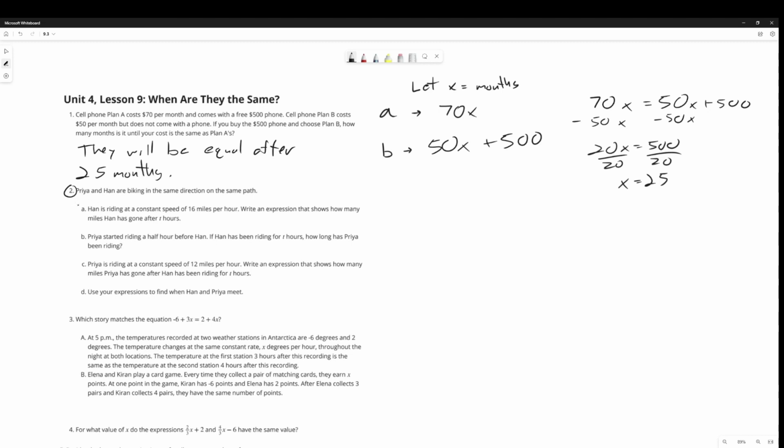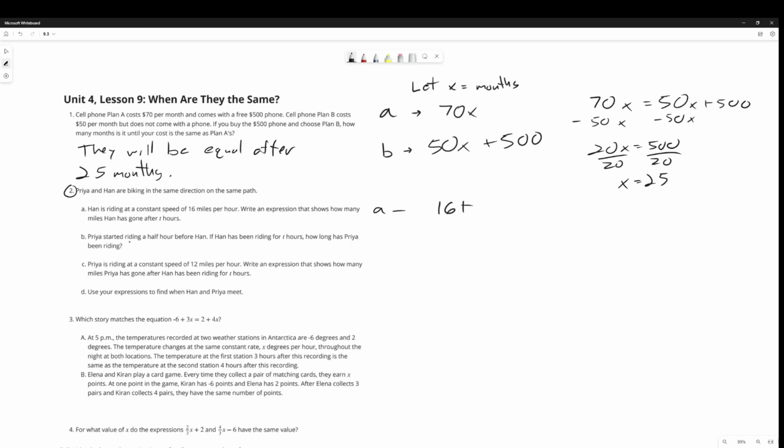All right, number two. Priya and Han are biking in the same direction on the same path. So Han's riding at a constant speed of 16 miles per hour. Write an expression that shows how many miles Han has gone after T hours. So this one's pretty straightforward. For A here, Han is going 16 miles an hour and T is hours, so that would be 16T.